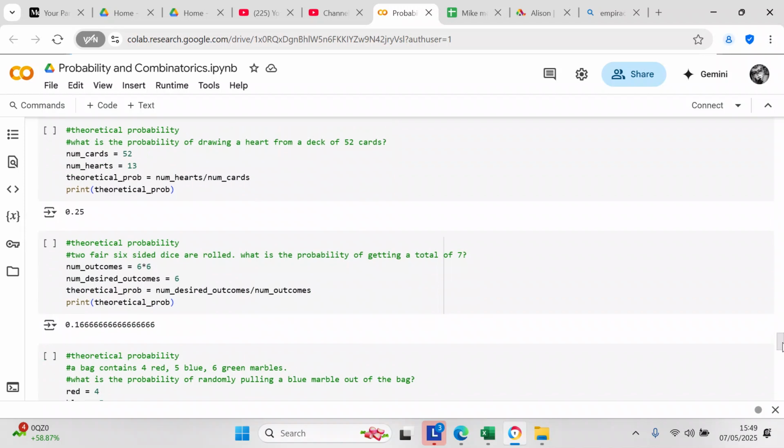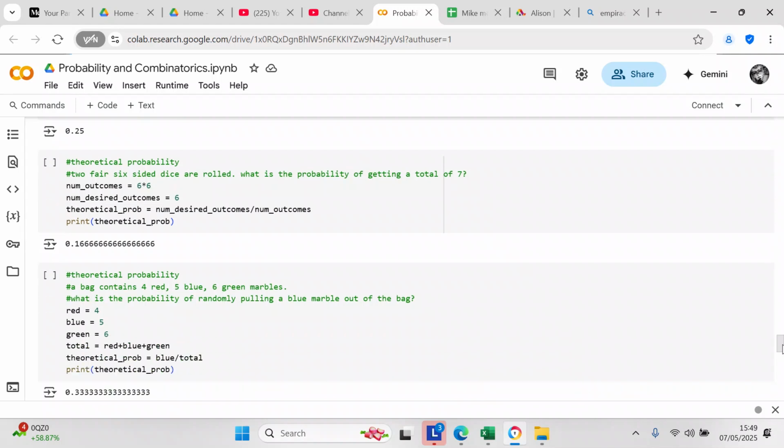So the next question we have is, what is the probability of drawing a heart from a deck of 52 cards? So your number of cards is 52. Your number of hearts is 13. So the theoretical probability is number of hearts divided by number of cards, which is going to be 25% as well.